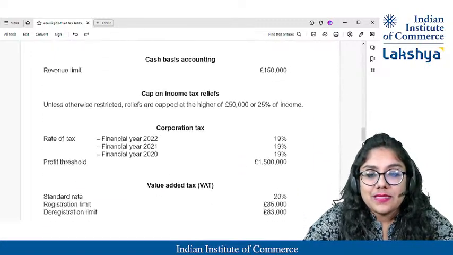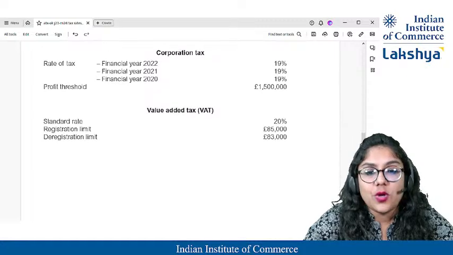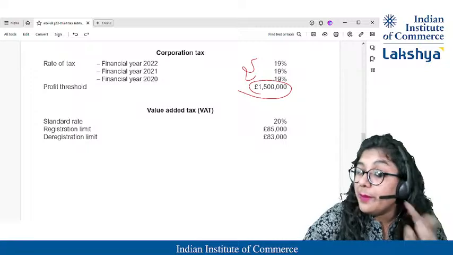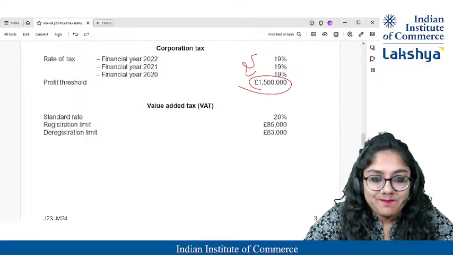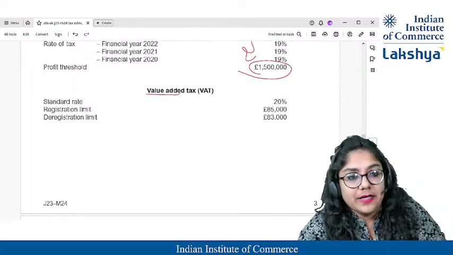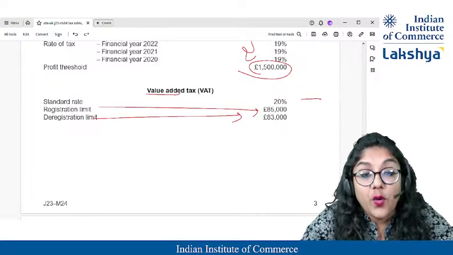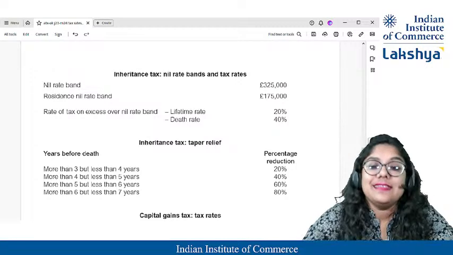Over here, students, something about cash basis, capital basis. Corporation tax will be 19% only, but there is one threshold limit, you remember, 15 lakhs. VAT is normally at the rate of 20%. This is the minimum amount for registration, and this is the minimum amount for deregistration.